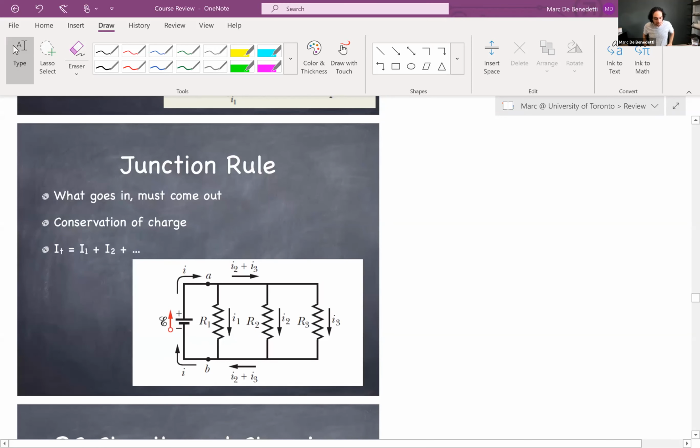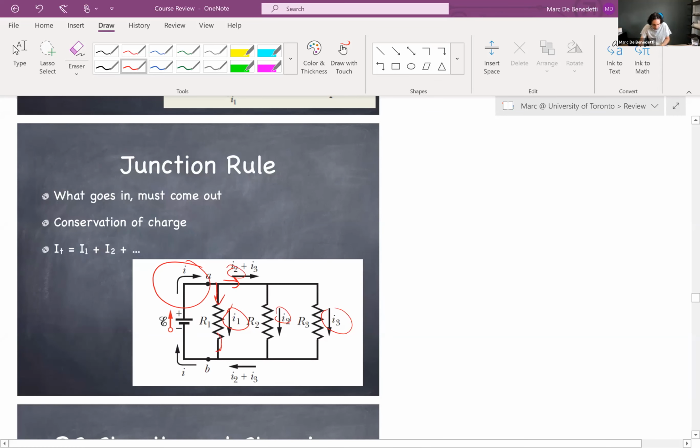Another Kirchhoff's law is the junction rule. This is fundamentally conservation of energy, or conservation of charge. The idea here is that what goes in comes out. If you have a certain amount of current that goes into a junction and it splits, then the total current I has to equal I1 plus I2 plus I3. What goes in must come out. And the reverse is true.